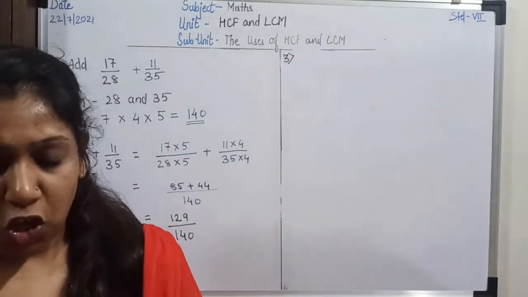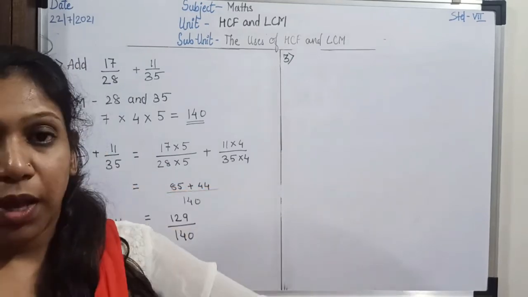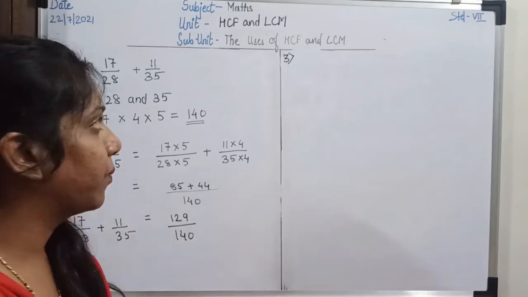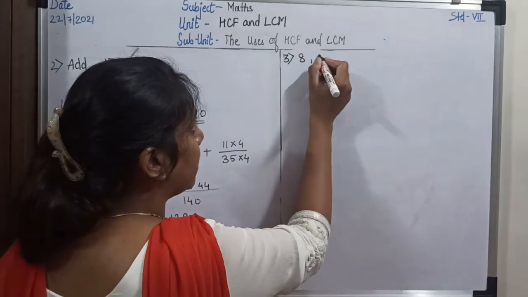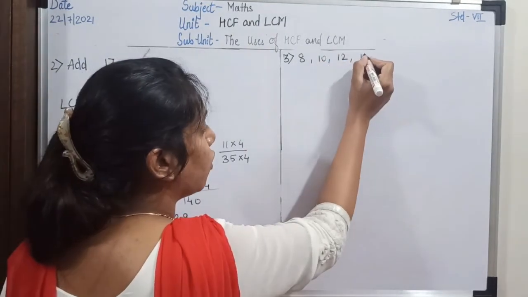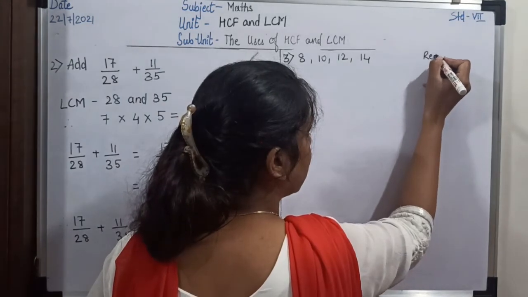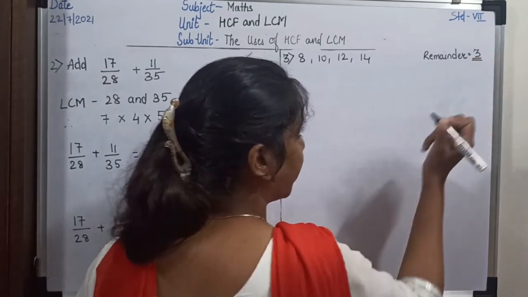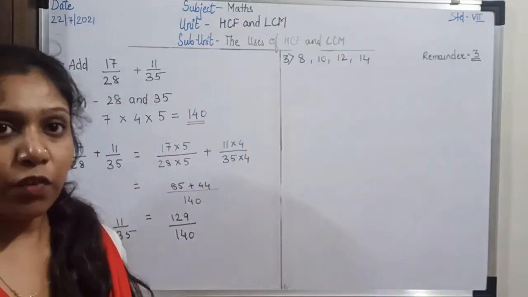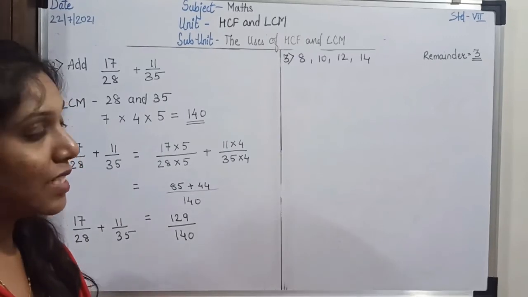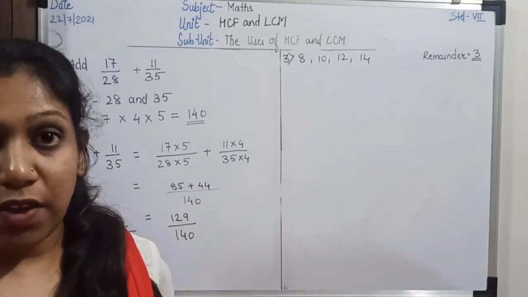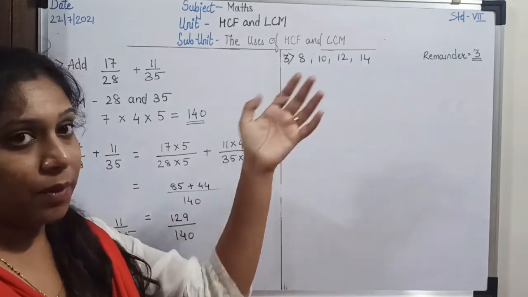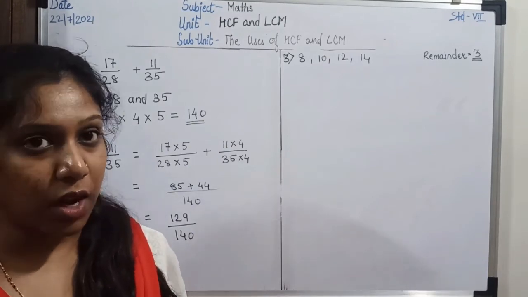Third example says, on dividing a certain number by 8, 10, 12, 14, the remainder is always 3. So they have given us numbers 8, 10, 12, 14. The remainder is always 3. Okay. Now we will go ahead and find out the LCM. Over here they have asked us which is the smallest such number. First we will find out the LCM and then we will find out such smallest number.